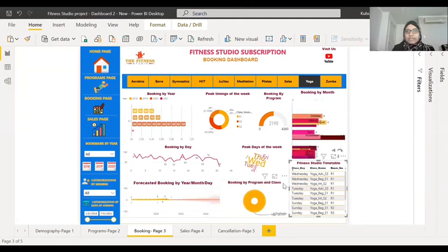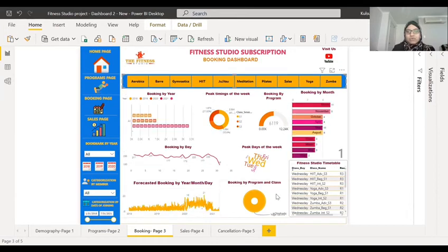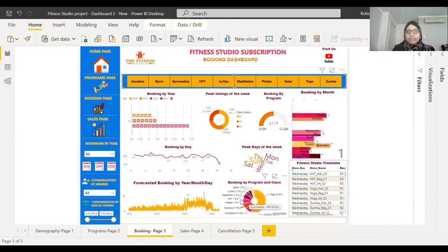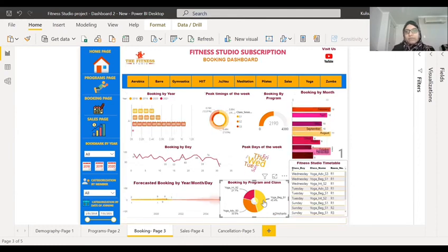I have also created a donut chart for booking by program and booking by class. Here you can see this donut chart is showing you all the different programs, and yoga has the highest booking, which is 35%. When you click on yoga, you can see that yoga have different level, which is beginner, advanced, and intermediate, and the highest booking are for the beginner program, which is 45.4%.